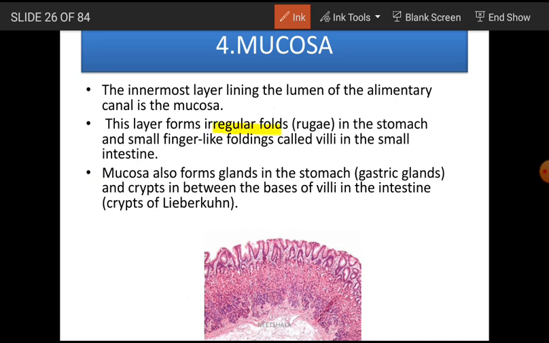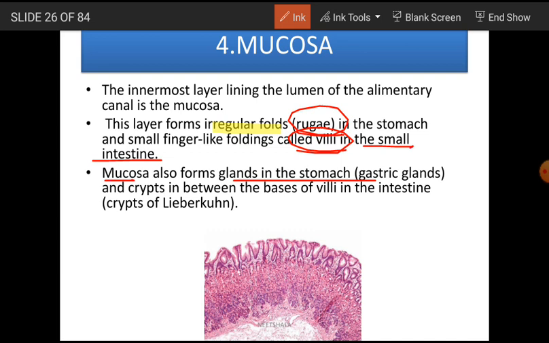So the irregular folds that is formed by the mucosa in the stomach, in the stomach it is known as the rugae, and in intestine it is known as the villi. So these two projections are important, these two irregular folds or finger like projections are important. In stomach it is known as rugae, and in small intestine it is known as villi. Now mucosa can also be present, it can also form glands in stomach. So this point should be very very clear.